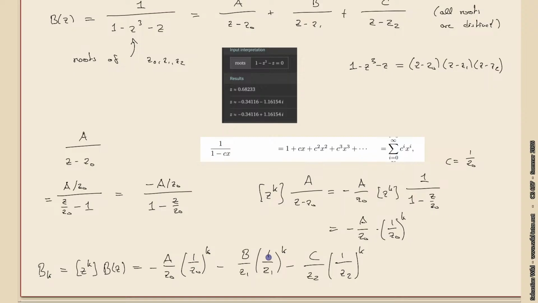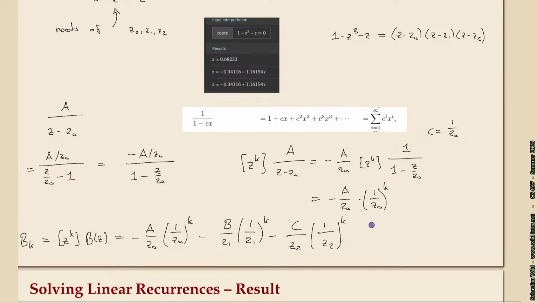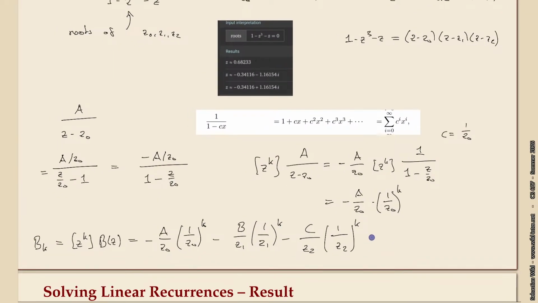Only the one with the largest base of the exponential growth will be relevant. The others are exponentially smaller in the literal sense of the term. So this will be asymptotically the same, or let's get rid of the constants in the same way. And let's say it's just 1 over z0 is the one that has the largest absolute value.